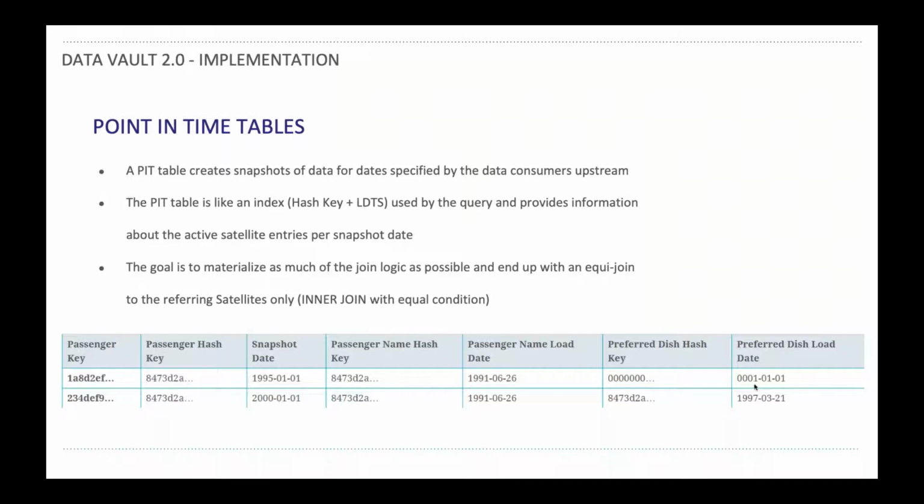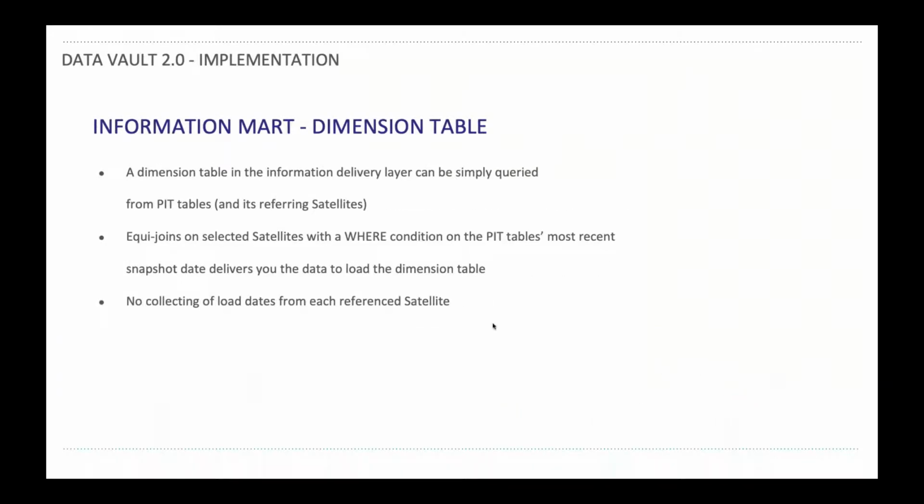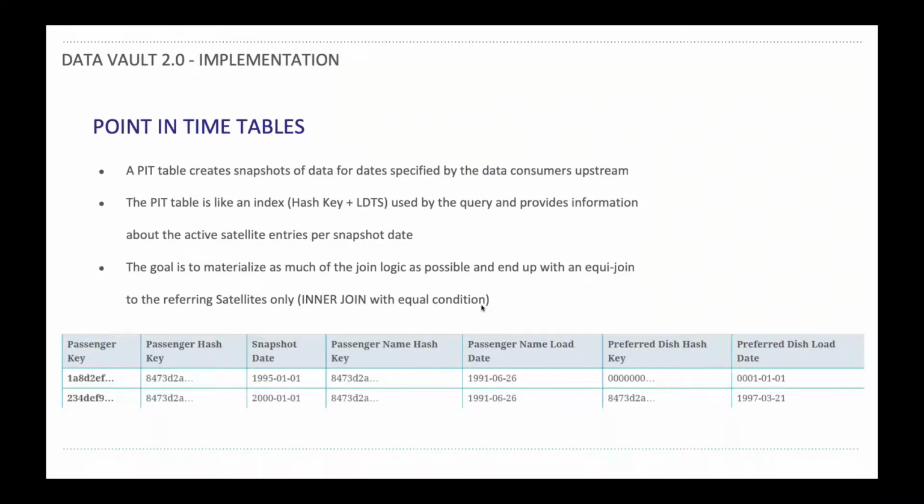The issue is if the satellite doesn't know the passenger because it's not known yet, for example. In this case, we're activating a ghost record, essentially one record in each satellite that provides us default values, and it guarantees us an inner join with an equi-join condition on the PIT table essentially.